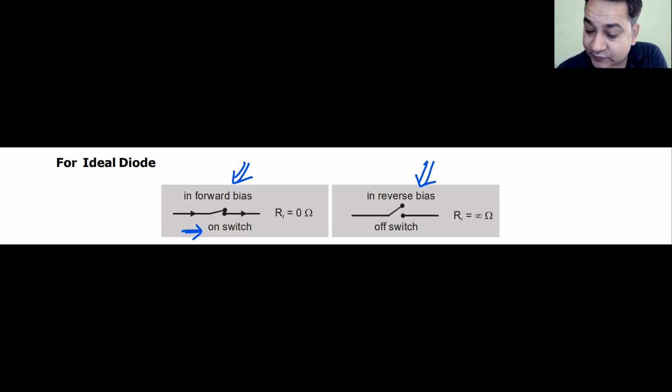And write that this is forward bias, so this is on. This is reverse bias, so this is off. We agree on this part, no?